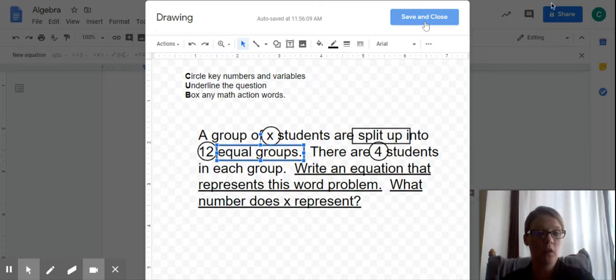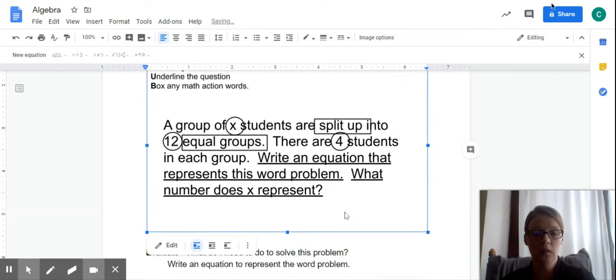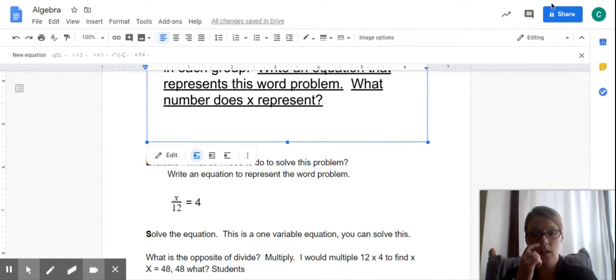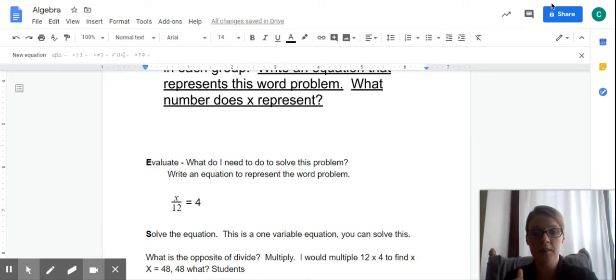All right, we'll save and close out of this. We've done everything we need to. Let's go down and talk about finishing our steps. The next thing we're going to do is evaluate. What do I need to do to solve this problem?